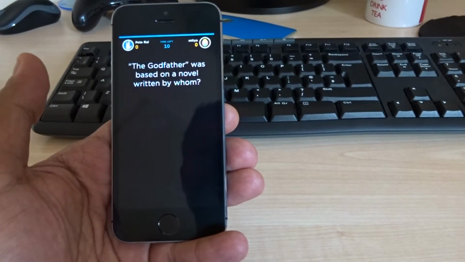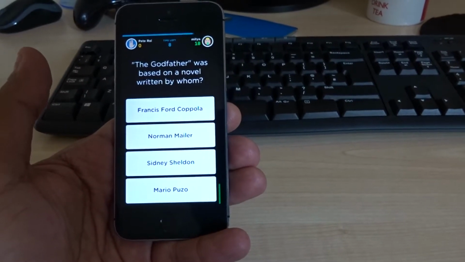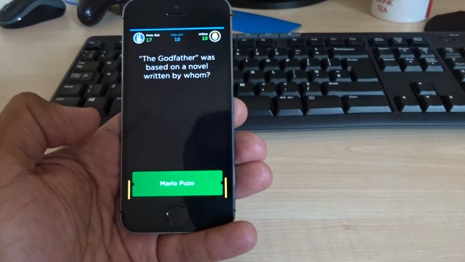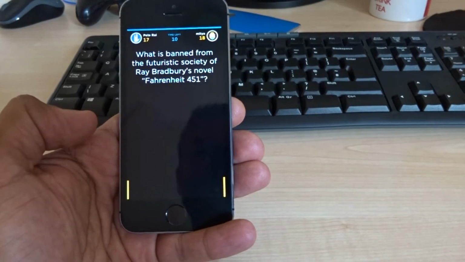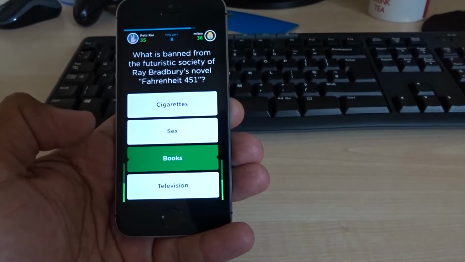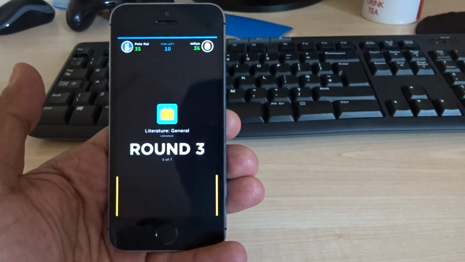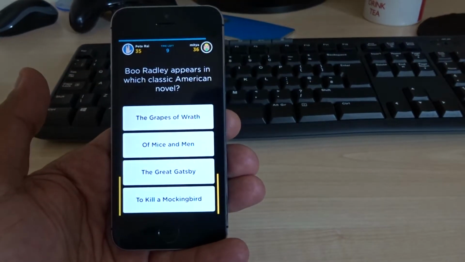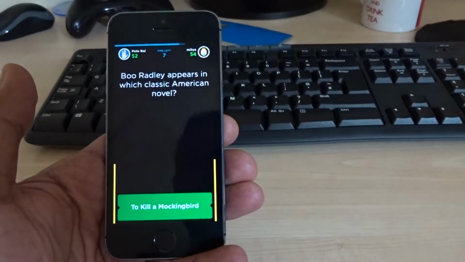There's 7 questions in total. Mario Puzo. Thank you, Samantha. I actually knew that one. Let's see, second question. Books were banned in Fahrenheit 451. To Kill a Mockingbird. Oh yes, you're right, Boo Radley.